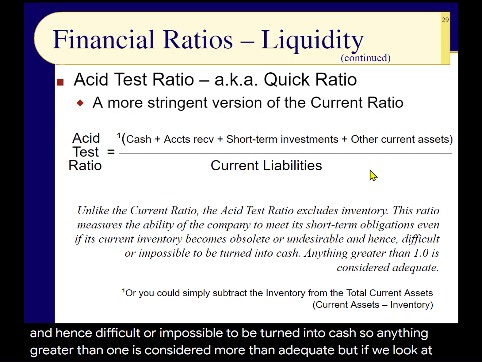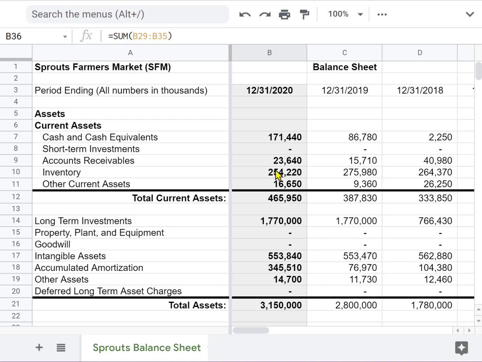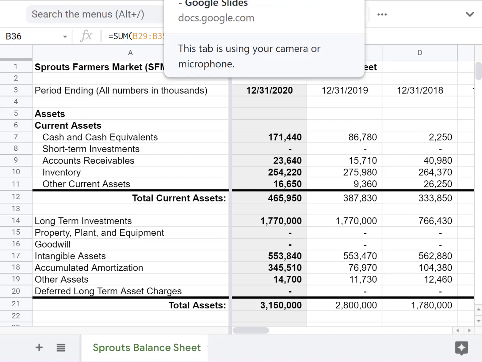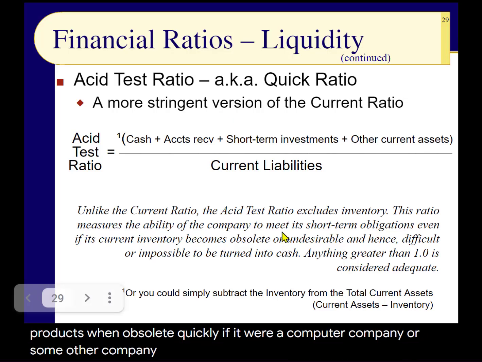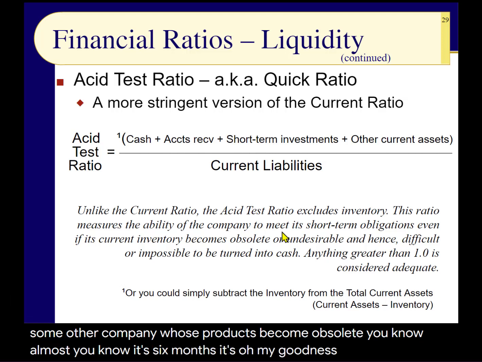But if we look at Sprouts, it doesn't look that good, because why? Their inventory is 254 million, which is a little more than half of their current assets. They've got a whole lot of money tied up in the inventory. So when we do the calculation, it turns out that the acid test ratio is only 42.7% or 0.427, which is something that might be alarming if it were a company whose products went obsolete quickly. If it were a computer company or some other company whose products become obsolete in almost 6 months, oh my goodness, that's obsolete.